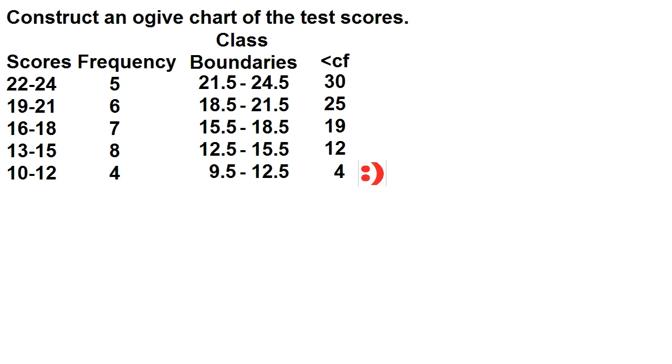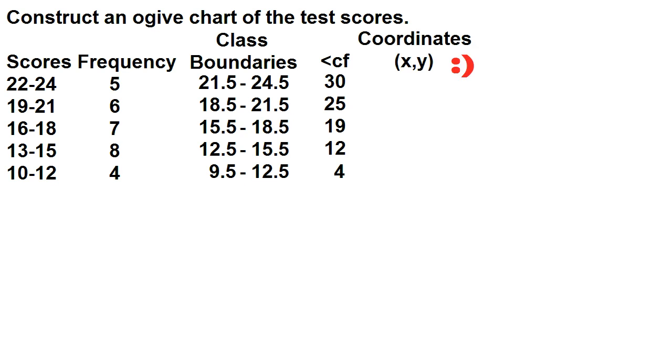What does it mean? This means that 4 students got scores less than 12.5. 12 students got scores less than 15.5. 19 students got scores less than 18.5. 25 students got scores less than 21.5. And 30 students got scores less than 24.5.